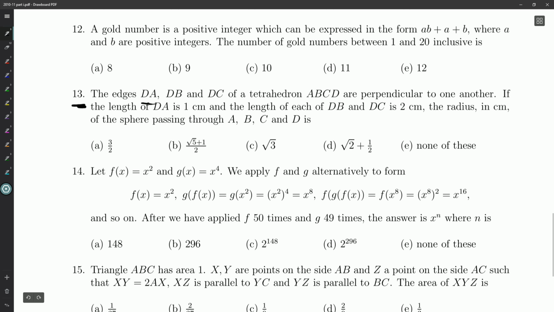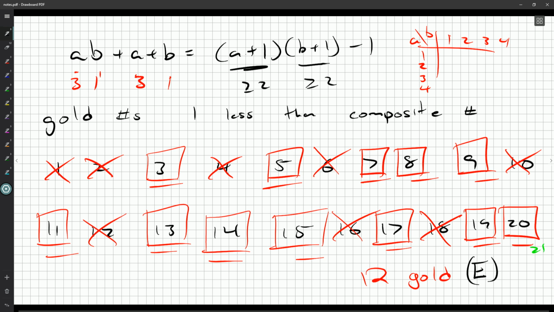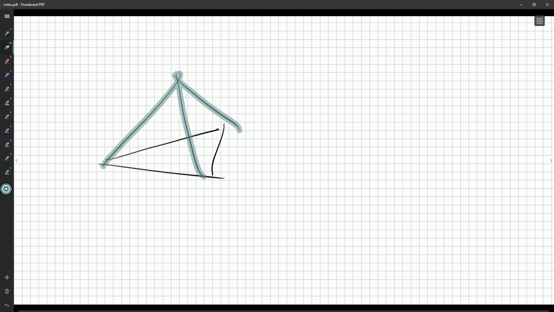The edges DA, DB, and DC of a tetrahedron ABCD are perpendicular to one another. Well, that's interesting. What would that look like? Because usually when I draw a tetrahedron, I draw something like this. You're not going to get perpendicular that way. Each side has to be a triangle, and a triangle can have at most 180 degrees. So we're going to have those 90 degrees separated into 3 triangles.